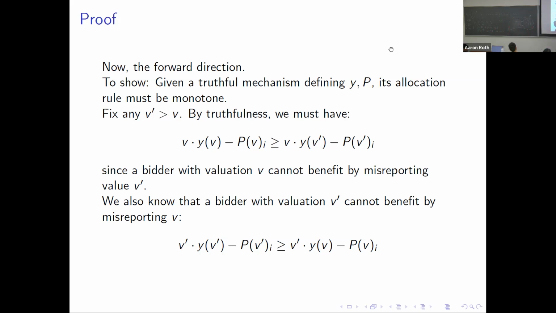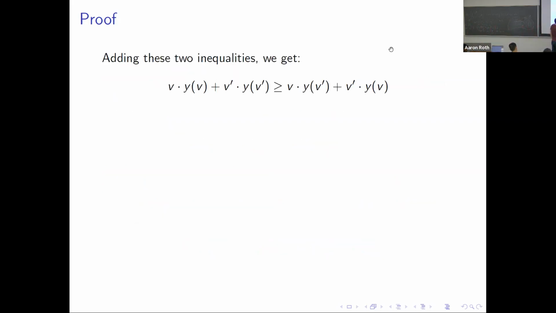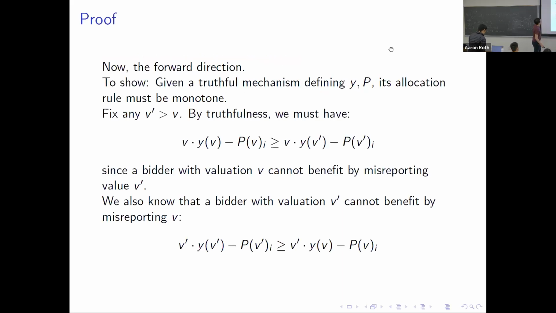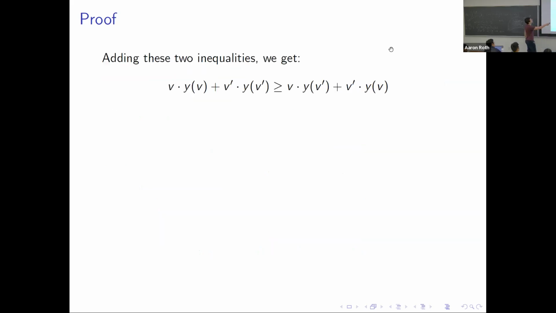It's sort of annoying that these dominant strategy truthfulness statements conflate the allocation rule with the payment rule. But by adding these two inequalities up, we cancel out all of the terms corresponding to the payment rule. And so what's left? Well, we just get that V times Y of V plus V prime times Y of V prime is at least V times Y of V prime plus V prime times Y of V. This is what is left after the payments cancel out.